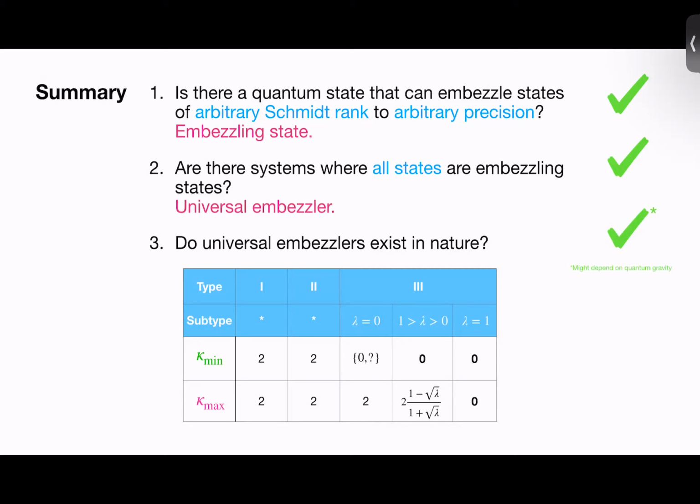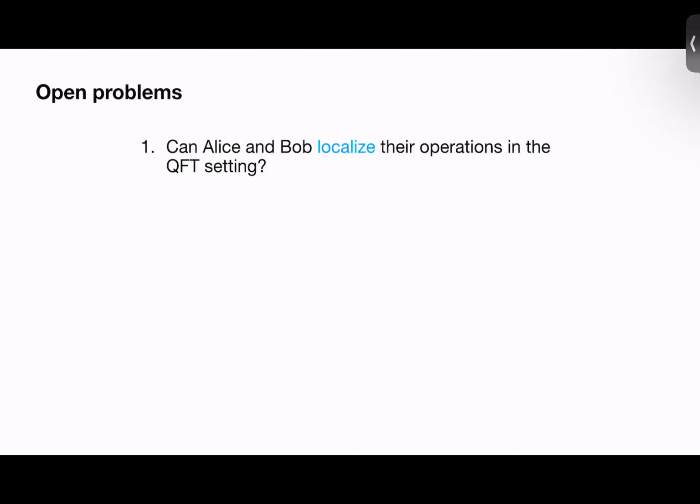So what are some open problems with this? First, in this QFT setting, it will be interesting to know whether Alice and Bob can localize the operation close to the space-time region where they meet. So right now, I told you that they basically have to control all of space-time. That seems a bit unrealistic. But there's good reason to believe that they can actually localize the operation close to the area where they sort of meet.